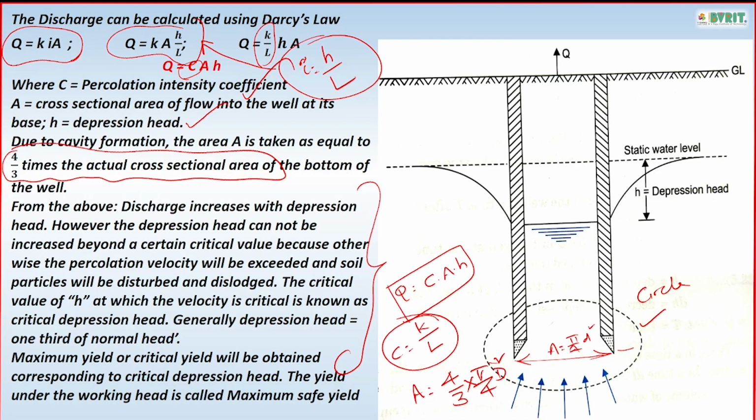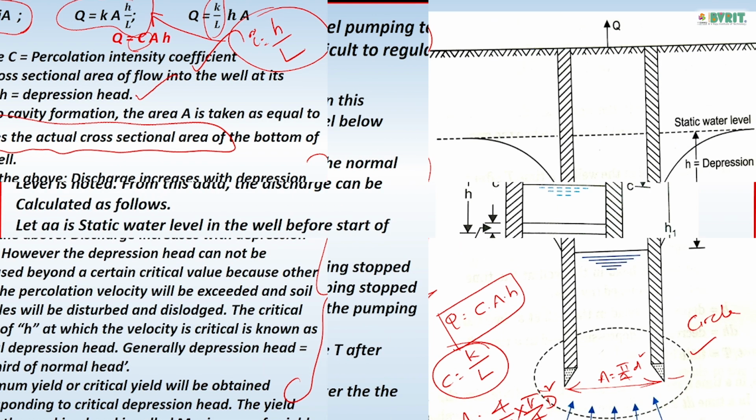Then afterwards, what is the safe yield? Safe yield, or maximum yield, whatever you call it, is nothing but the discharge you are getting at the critical depression head. That is what we call the maximum yield.